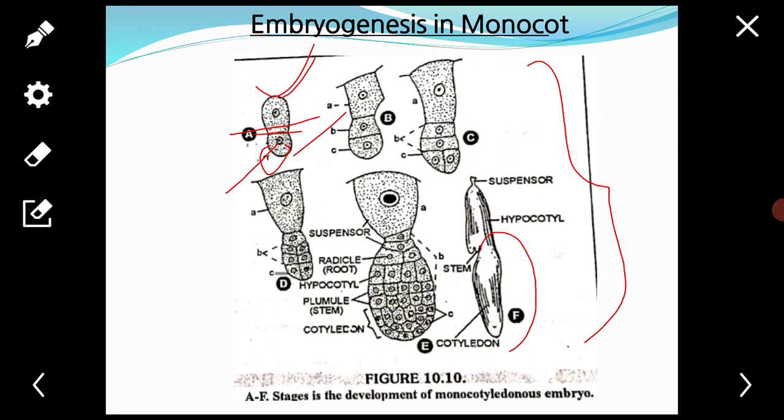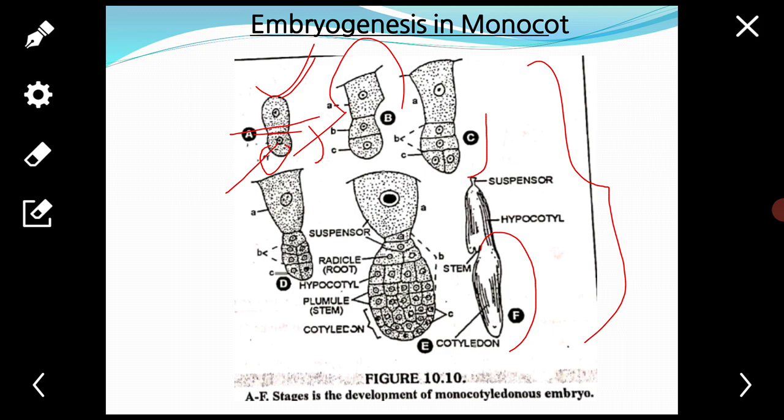The basal cell does not divide further. It enlarges in size and becomes a large vesicular suspensor, whereas the terminal cell, the embryonal cell, divides by successive transverse divisions, forming a three-celled filament: a large basal cell, a middle cell, and a terminal cell.